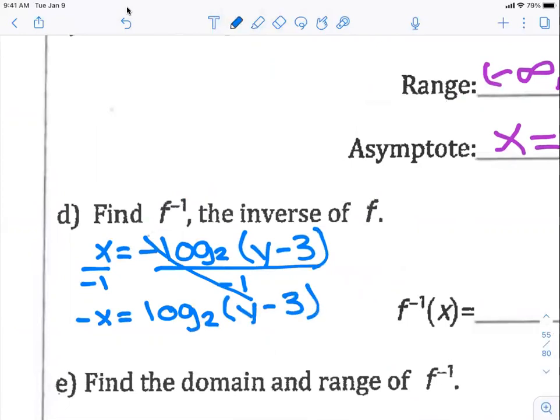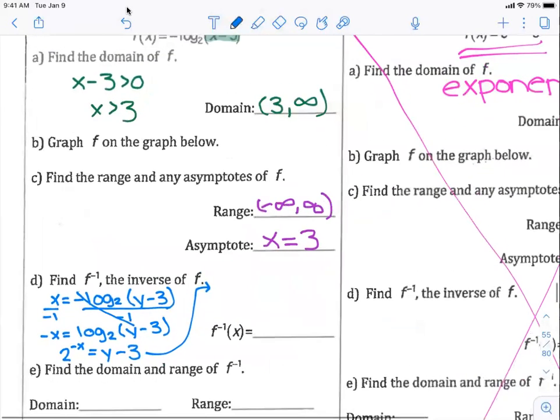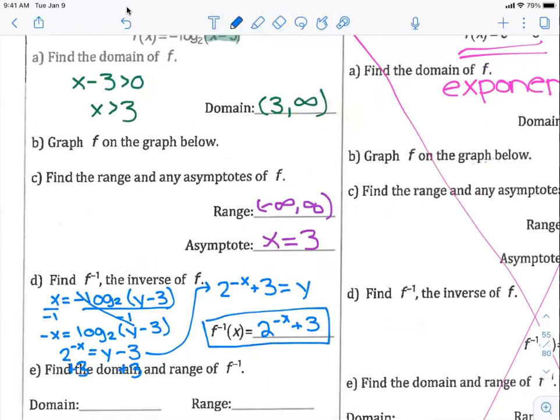Now I can go ahead and get out of this log form. So in order to do that, my base is 2, to the negative x equals y minus 3. And then my next step, because I want to get y alone, is because it says -3, I'm going to add 3 to both sides. So it's going to say 2 to the negative x plus 3 is equal to y. And that is my inverse, which of course is exponential.